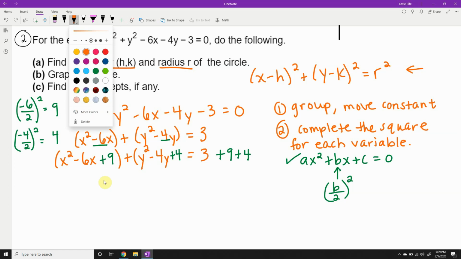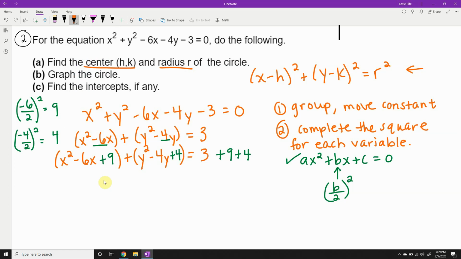on the other variable. Okay, so in doing this, now what I have in parentheses are perfect square trinomials. They will factor as a binomial squared. The first one is going to factor as x minus 3 quantity squared. And the second set of parentheses is going to factor as y minus 2 quantity squared.